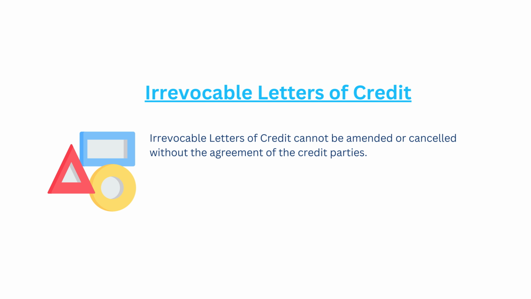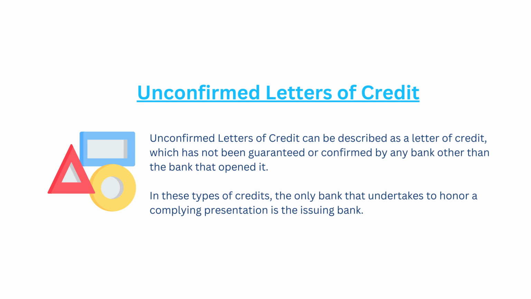Irrevocable letters of credit. Irrevocable letters of credit cannot be amended or cancelled without the agreement of the credit parties. Unconfirmed letters of credit. Unconfirmed letters of credit can be described as a letter of credit which has not been guaranteed or confirmed by any bank other than the bank that opened it. In these types of credits, the only bank that undertakes to honor a complying presentation is the issuing bank.